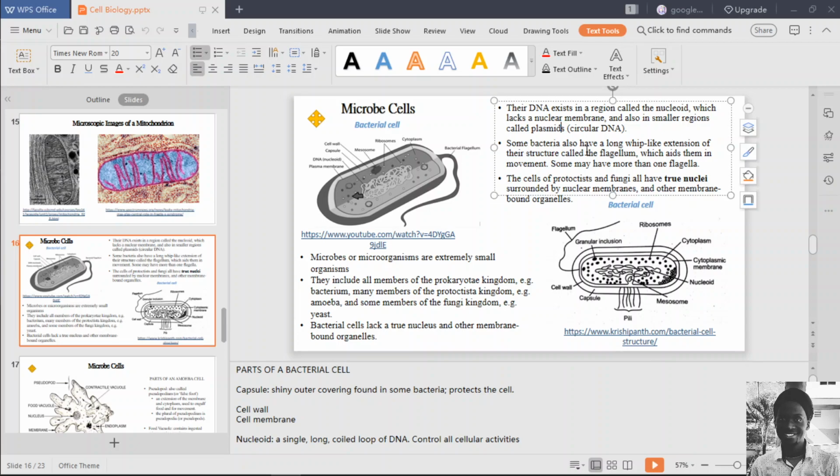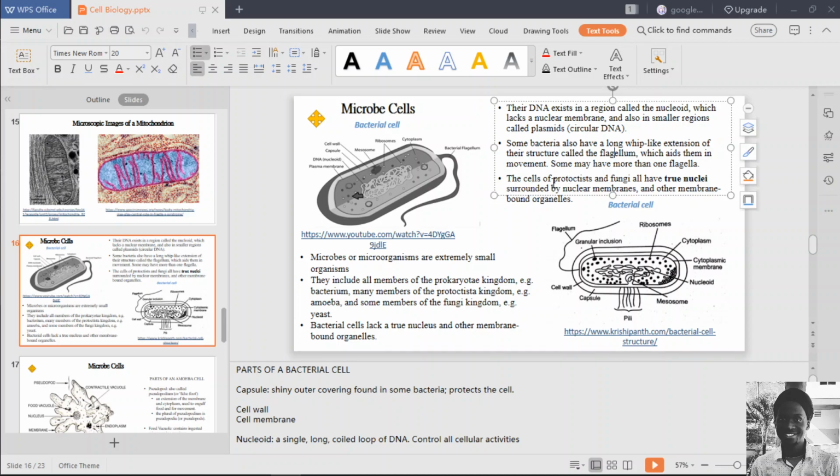Some bacteria also have a long whip-like extension called a flagellum. That is what you are seeing here. It looks like a tail. This flagellum assists them in movement. Some bacteria may have more than one flagellum. The singular is flagellum, plural is flagella. Some of them may have multiple flagella, which assist them in movement.